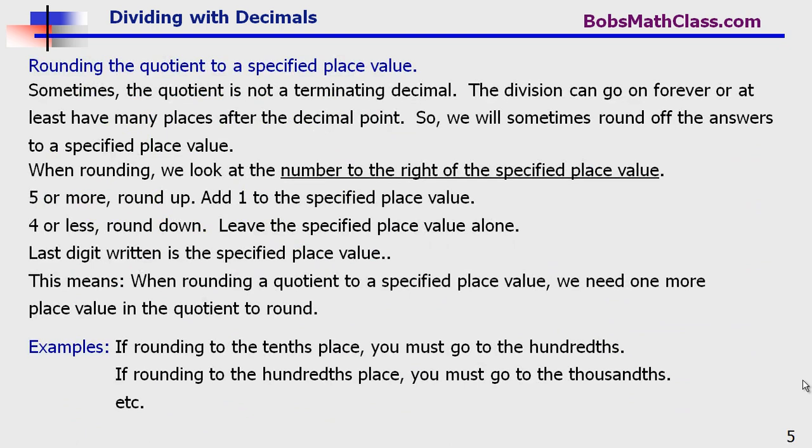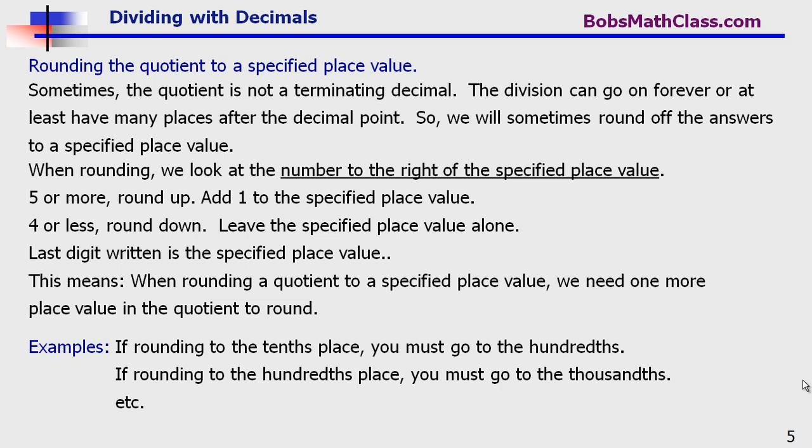Rounding the quotient to a specified place value. Those first examples that we just did, they ended quite nicely. See, some of these will just go on forever. They're called non-terminating decimals. But the ones we just did were called terminating decimals. They ended. We might have had to bring down a 0 or add some zeros and then bring down a 0, but it ended quite nicely.